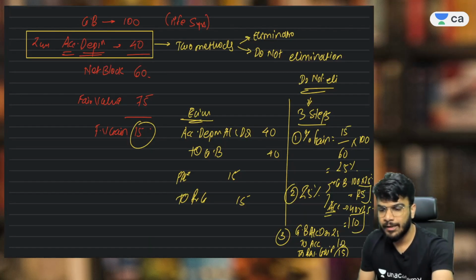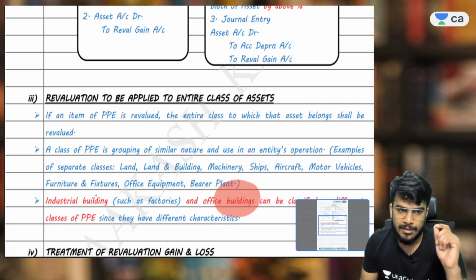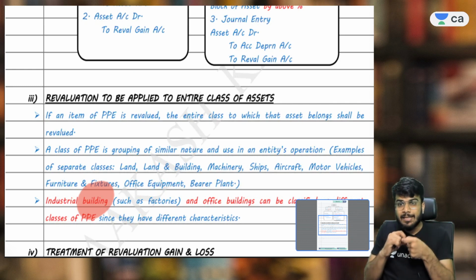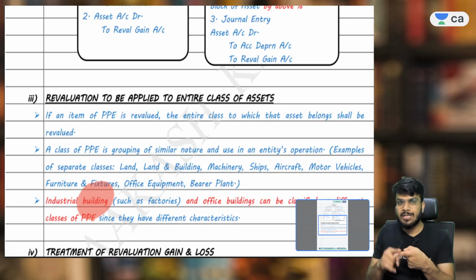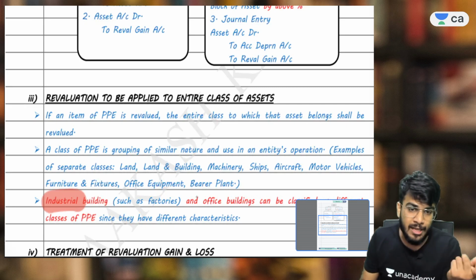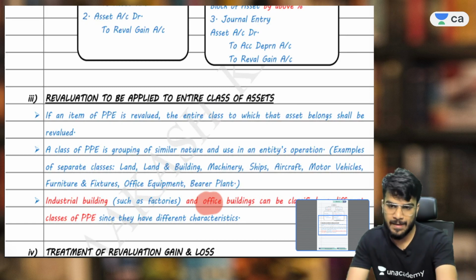Now there is one clarification which is provided under this point, that office building and industrial building are two different classes. Just because they both have building in their name, that doesn't mean that these are the same class. The nature is different, right? Same nature, same characteristic, that means same class. The nature of industrial building is different, the nature of office building is different. These will be treated as different classes of assets, right?